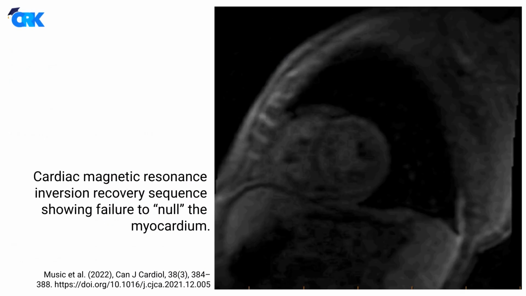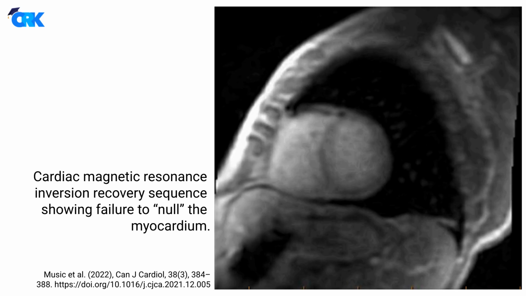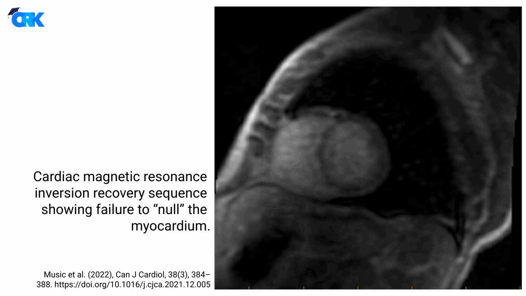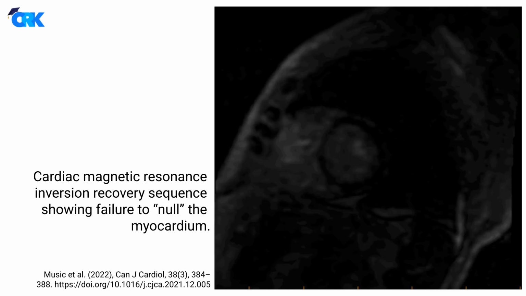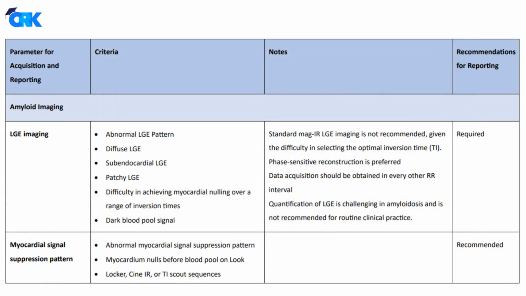Here's an example of a cardiac magnetic resonance inversion recovery sequence in a patient with amyloidosis. Notice the failure to null the myocardium, unlike in healthy tissue, where the myocardium should appear darker than the blood pool at the correct inversion time. Quantifying LGE is not recommended for routine clinical practice, given the diffuse, non-territorial nature of enhancement. Still, clearly identifying and describing the LGE pattern, especially when diffuse or subendocardial, is essential.